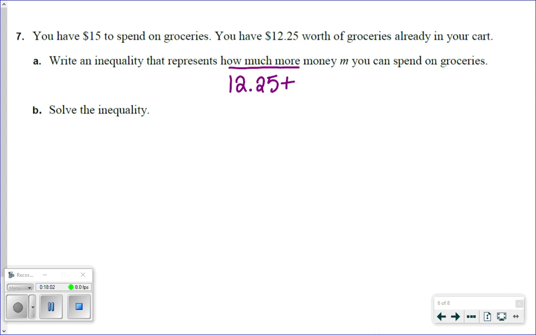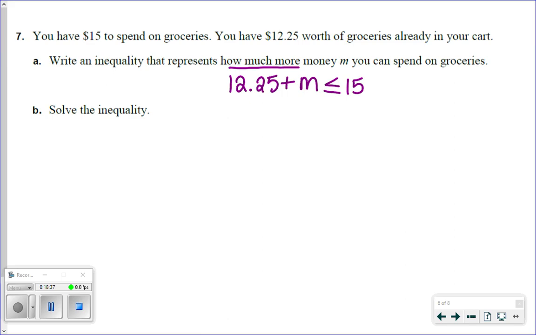So what can we add to that? How much more money can we spend? How much can we increase this by? But still be able to afford it, right? Nobody wants to get to the checkout counter and have that awkward moment of like, oh, I don't have enough money to pay for what I put in my cart. So you're already spending $12.25. How much can we increase that by, or how much can we add to that? But stay in budget, which means that our total here has to stay less than or equal to the $15 that's in our pocket. That's the big idea there, okay?